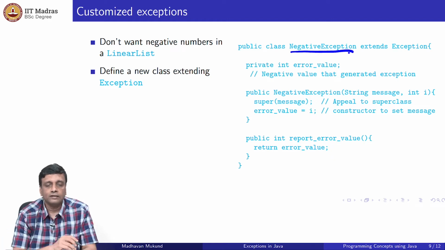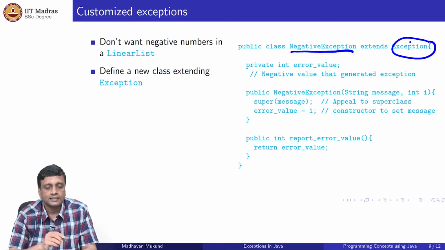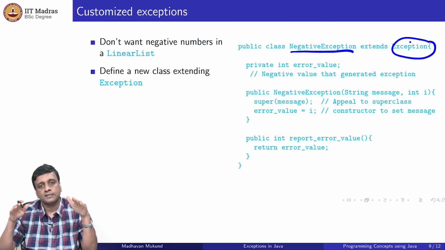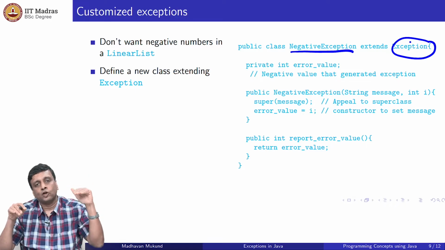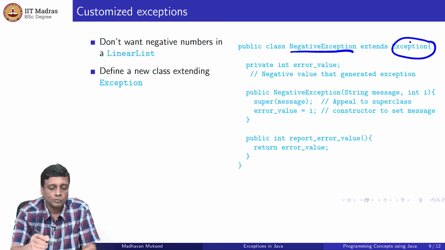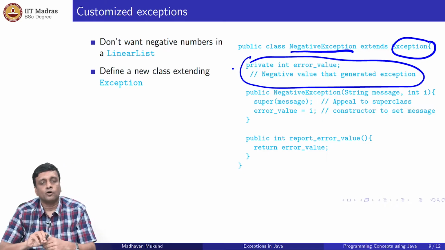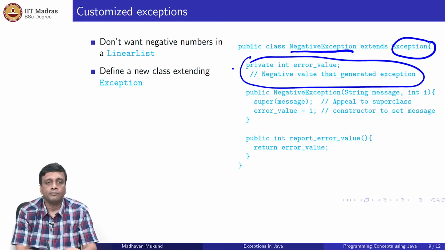Everything that we want to generate must sit under Throwable, and in particular it must sit under Exception, because remember that Throwable splits as Error and Exception. So if we extend the Exception class, then we automatically get all the default functions which are defined in that hierarchy up to Exception. In this class we will store the offending error value. This happens because somebody tried to insert a negative number into our linear list which does not like negative numbers. So we will store that.